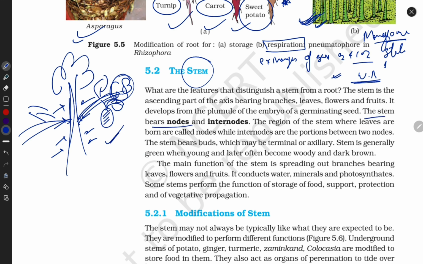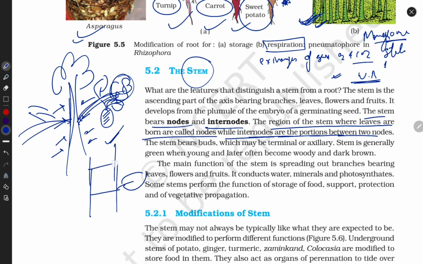The stem bears nodes and internodes. The region of the stem where leaves are borne is called a node. This we call a node. The internodes are the portions between two nodes. This gap we call an internode. This is again a node. This is the node, and the gap between two nodes we call an internode. This is the node. This is the node. This is the node. Why? Because here leaves and branches arise.